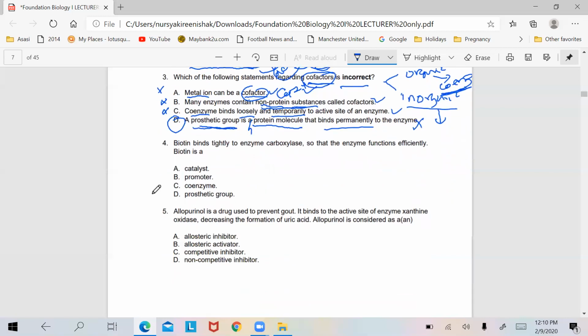The next question, number 4: biotin binds tightly to the enzyme carboxylase so that the enzyme functions efficiently. From this statement, you know that biotin is a type of cofactor. But the choices do not include cofactor, so you have to choose which one. Obviously catalyst is not the answer, because the catalyst is the enzyme carboxylase. It is not a promoter, which has nothing to do with this. Coenzyme is not the answer because coenzymes bind loosely and temporarily, while the question says bind tightly. That leaves you with the prosthetic group. The answer would be prosthetic group.